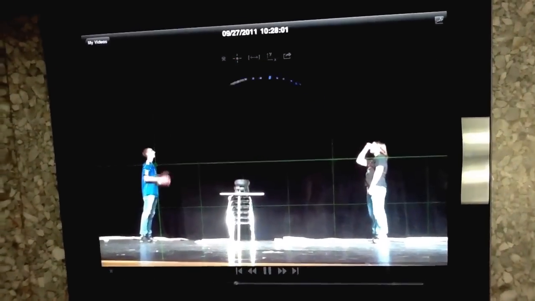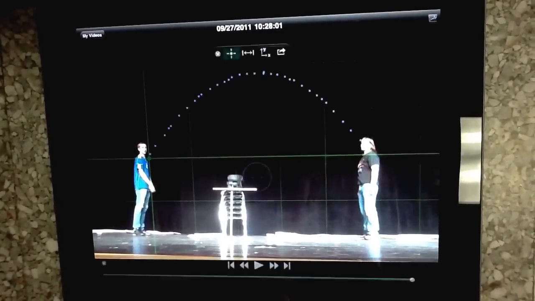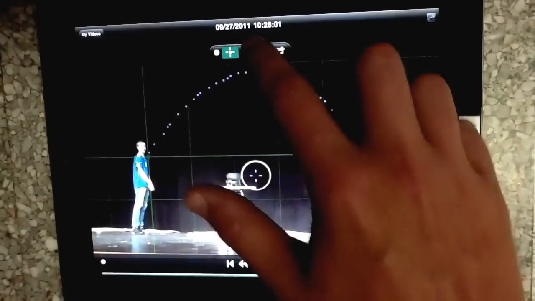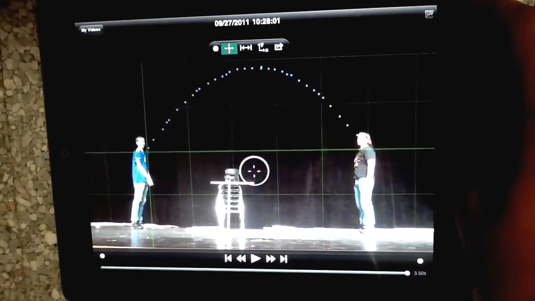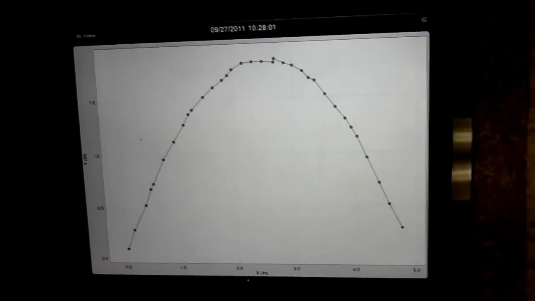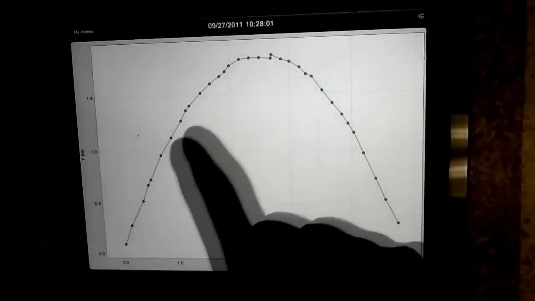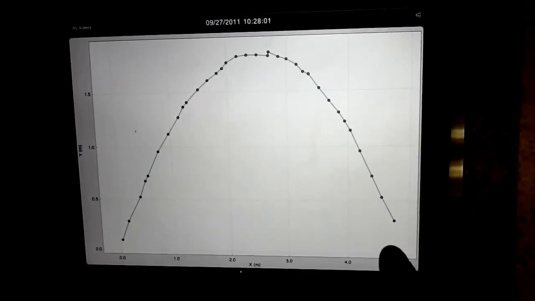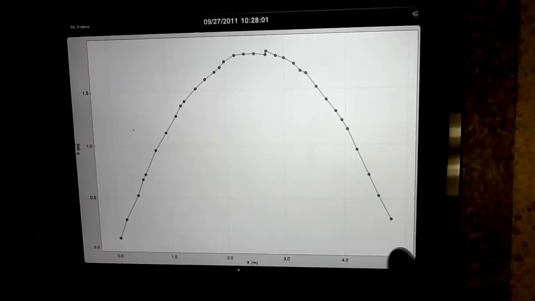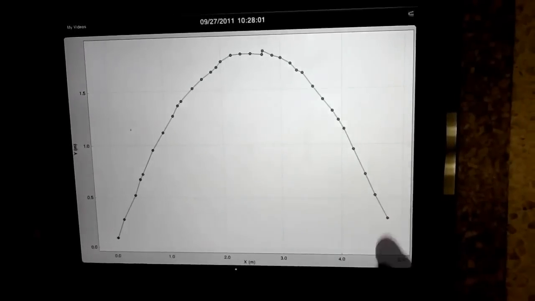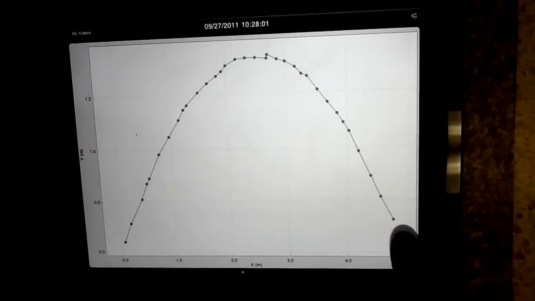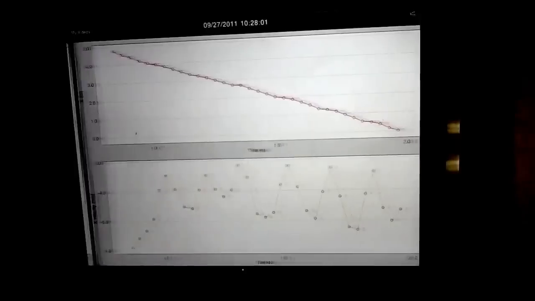Okay. The blue points are the points we marked. We set the scale and everything, so now we saved it, and now we're going to go to the graph. Alright, so this is our graph. This is basically where the ball was on the video without any of the actual pictures taken during the video. So it started here and came back to here.